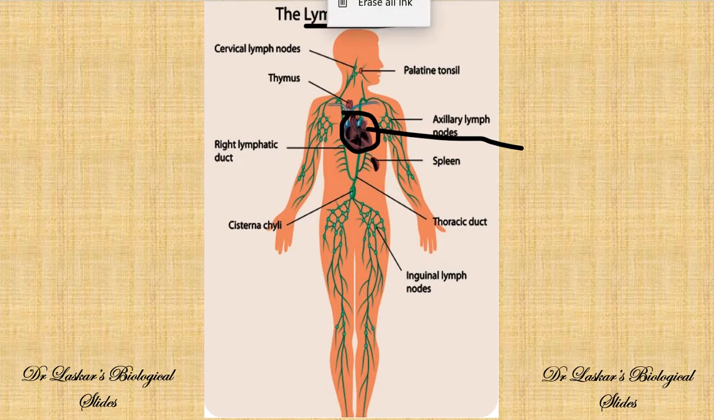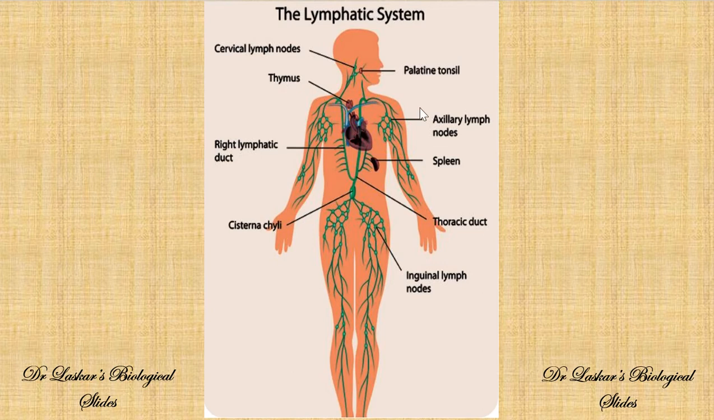Lymph movement occurs due to peristalsis. The movement of the lymph throughout these lymphatic vessels occurs due to peristalsis. Peristalsis means propulsion of the lymph due to alternate contraction and relaxation of the smooth muscles, and also the movement occurs due to the contraction of skeletal muscles and arterial pulsation.